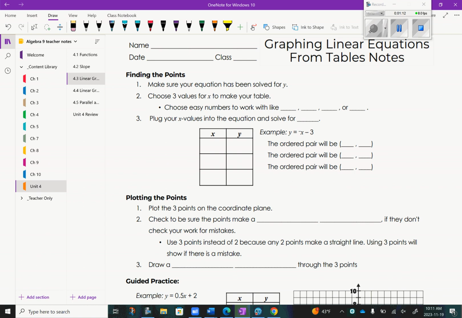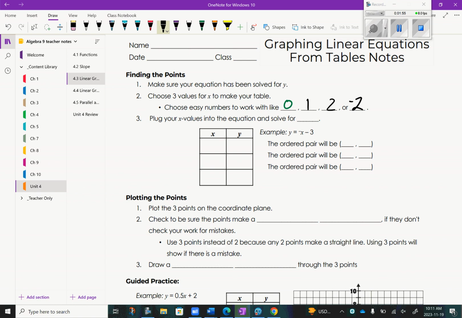Step 2, choose 3 values to make your table. You get to choose. Pick what's easiest to you. There is no easier number to substitute than 0. Maybe we want to substitute 1. Maybe we want to substitute 2. I would strongly suggest pick a negative each time. We not only want to know what's happening with the positive part of the x, but we also want to know what's happening to the left, the negative part of the x.